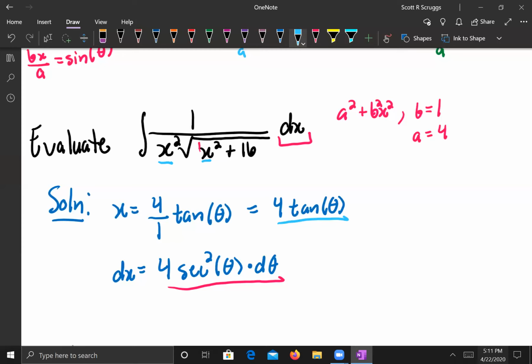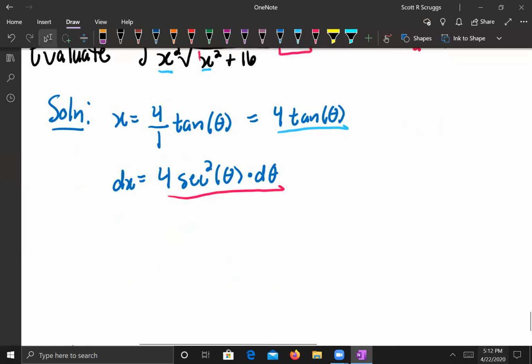Gotcha, Nate. Yeah, and that's a good thing to point out. One common mistake is to forget to take the derivative to get dx. And so that way I can integrate with respect to theta, not with respect to x, after the substitution. So, got everything good to go.